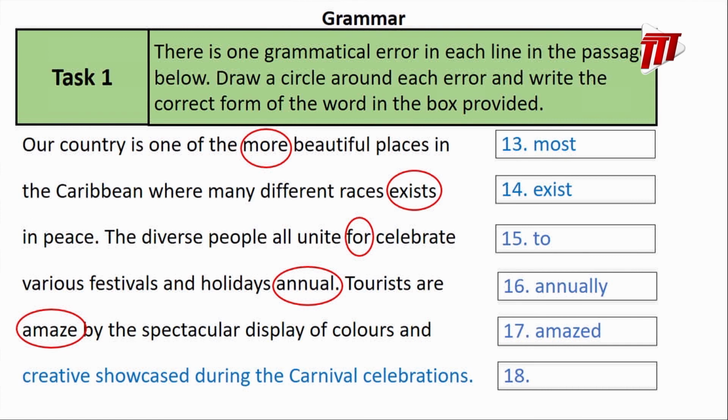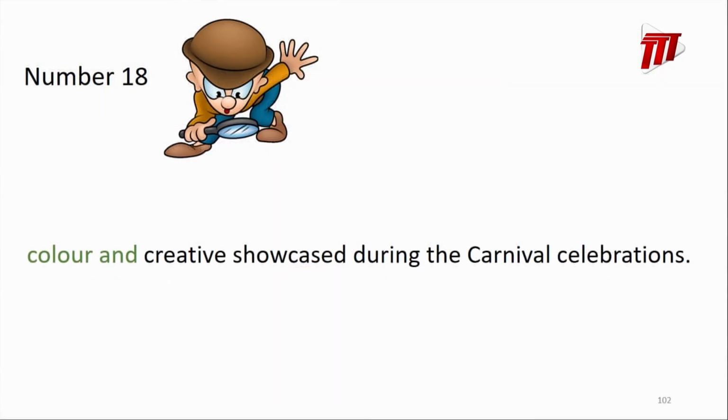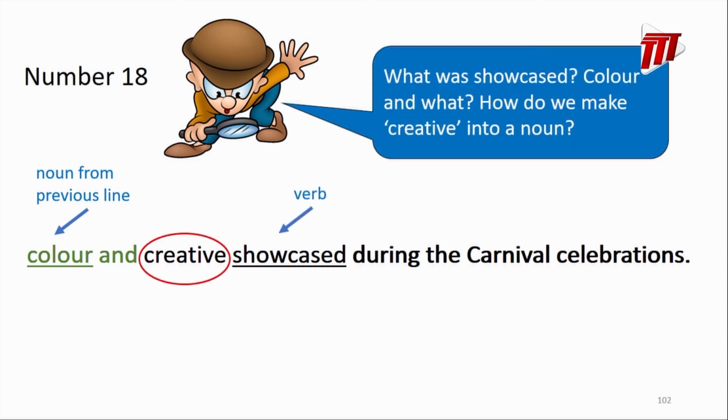Display of colors and creative showcase during the carnival celebration. Colors is a noun, so creative is supposed to be a noun, but creative there is not used as a noun, is it? What word should it be? Color and creative showcase during the carnival celebrations. Have you figured out the form of the noun and what it should be? Yes. We have the noun color, so we need another noun to say two things that are showcased during the carnival celebration. How do we turn creative into a noun? What do we add? What is the word?